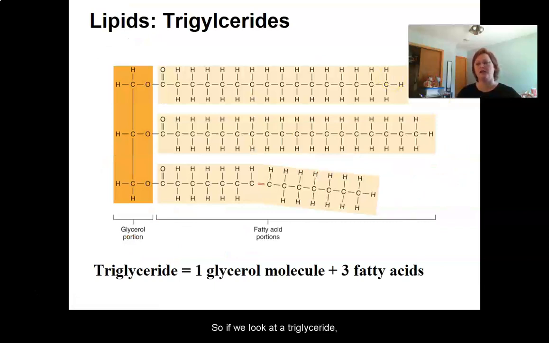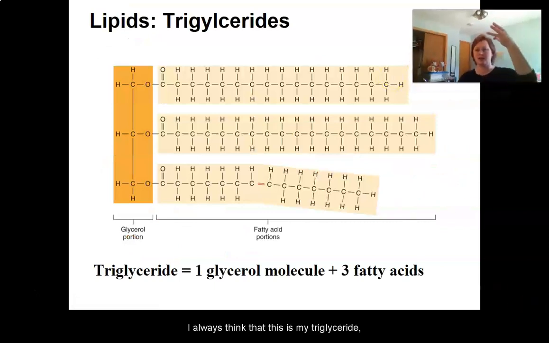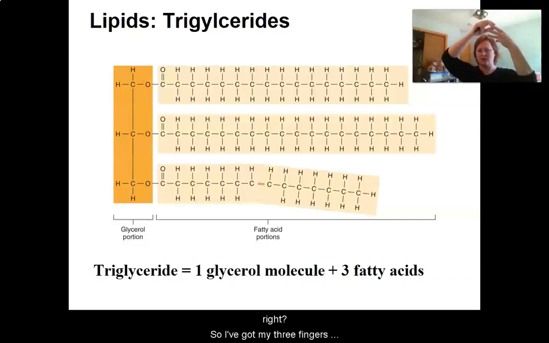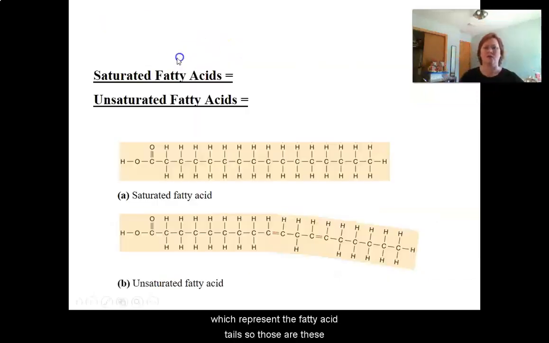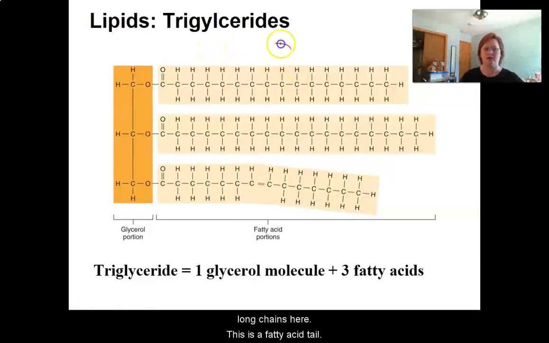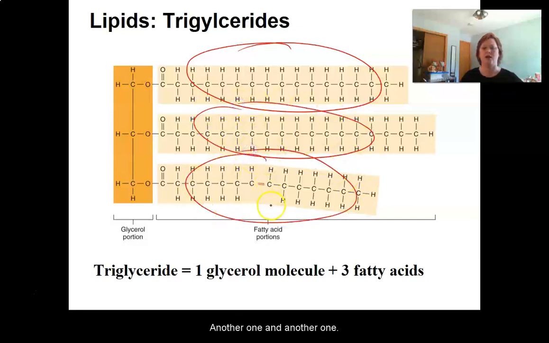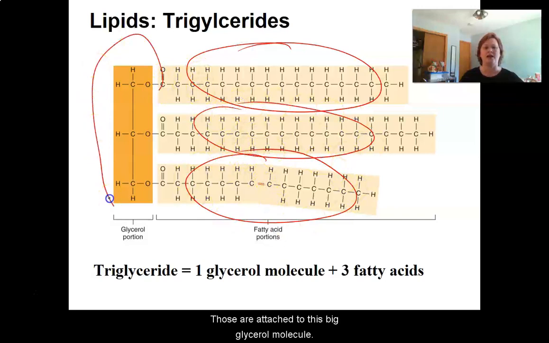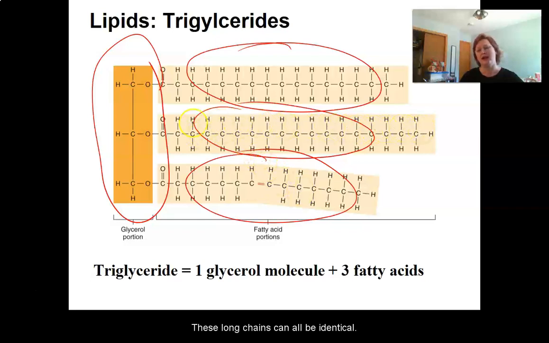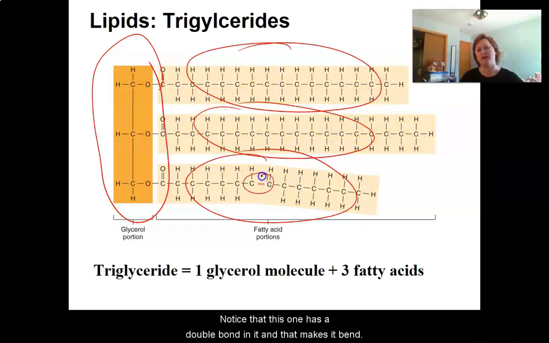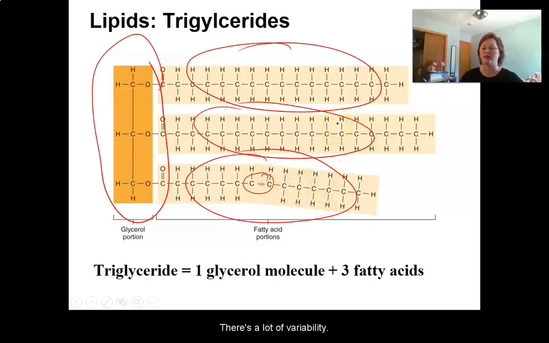So if we look at a triglyceride, I always think that this is my triglyceride, right? So I've got my 3 fingers, which represent the fatty acid tails. So those are these long chains here. This is a fatty acid tail. There's another one and another one. And then those are attached to this big glycerol molecule. Now these long chains can all be identical, or they could be different. Notice this one is a little bit shorter than the second one. Notice that this one has a double bond in it, and that makes it bend. So they can all be the same or they can all be different. There's a lot of variability.